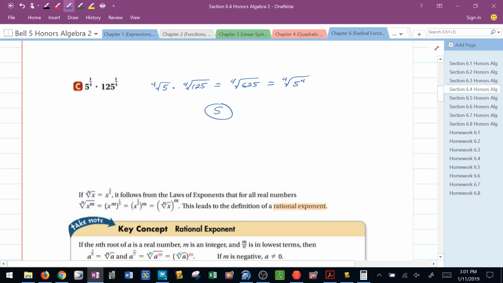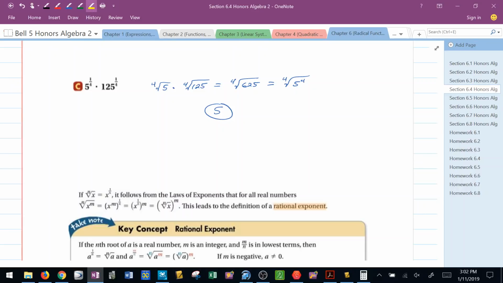Now, this is one way of doing these. There are more ways that we're going to be talking about over the next couple of days. But this is one way where I can rely back on that skill that I developed last week of simplifying radicals.